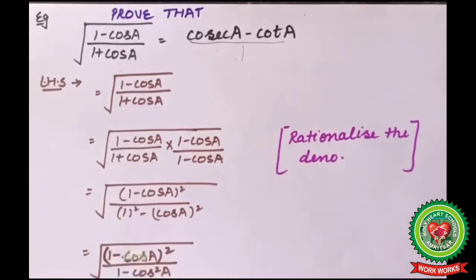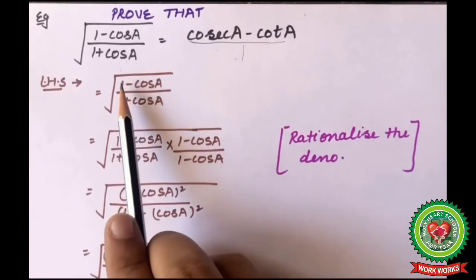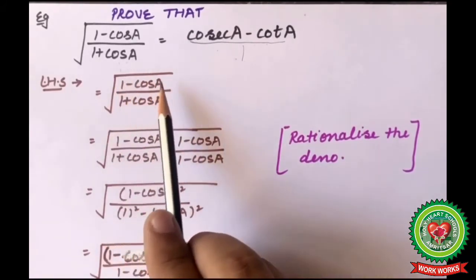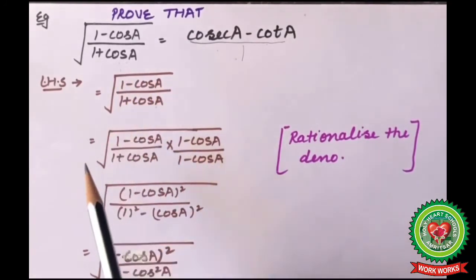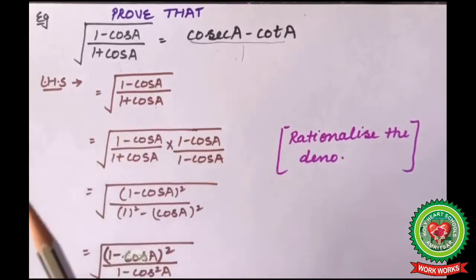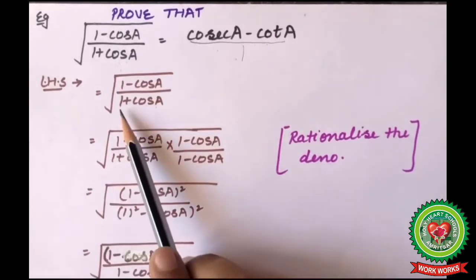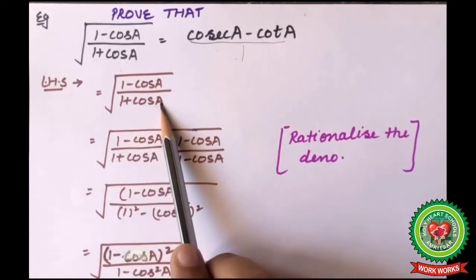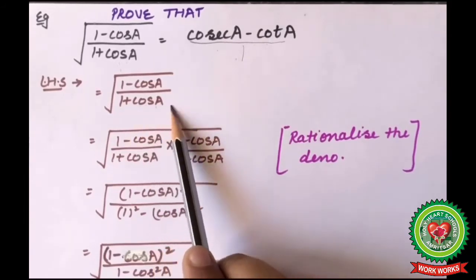So we are going to solve the left hand side. So the left hand side is square root of 1 minus cos A upon 1 plus cos A. Now to rationalize the denominator, we need to have the rationalizing factor. So the denominator is 1 plus cos A, so its rationalizing factor will be 1 minus cos A.